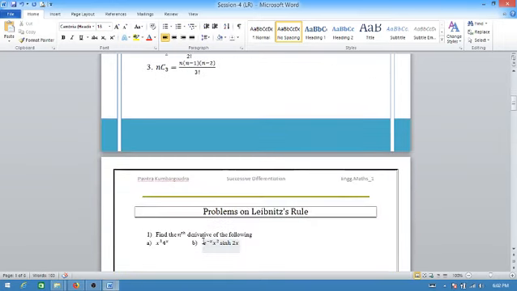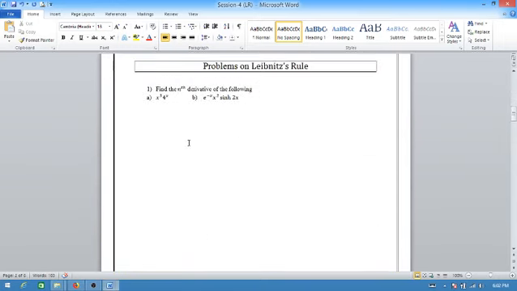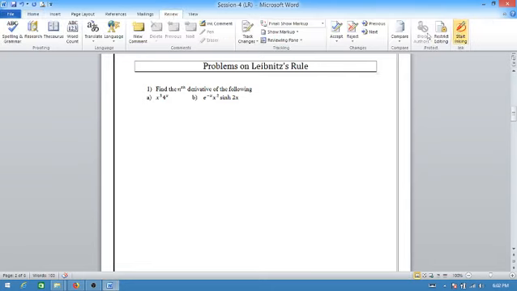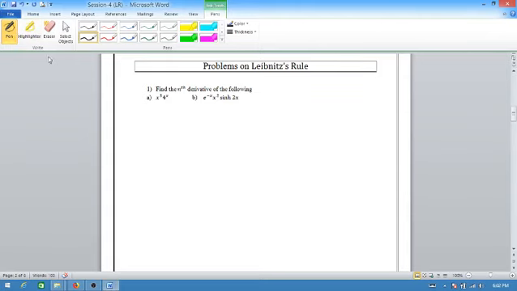So we'll solve some problems on the nth derivative of the product of two functions. Here I have considered two problems. The first one is x cube into 4 raised to x, a simple problem. Take the given function as y is equal to x cube into 4 raised to x.